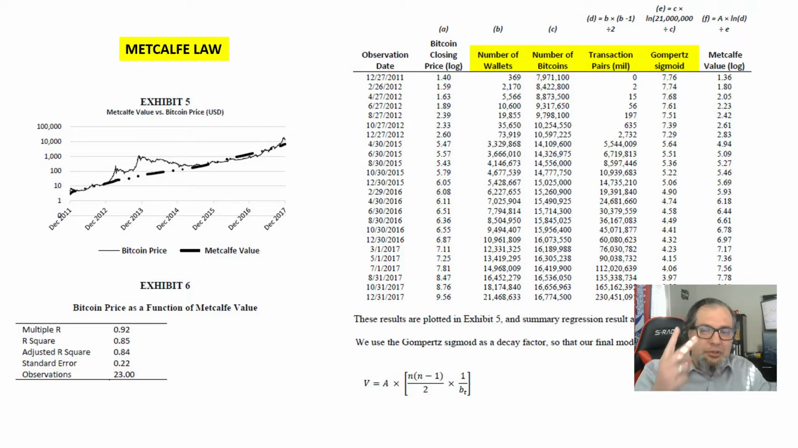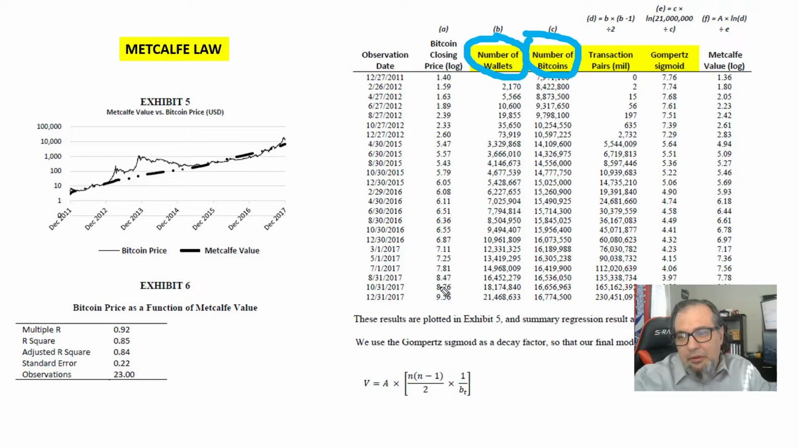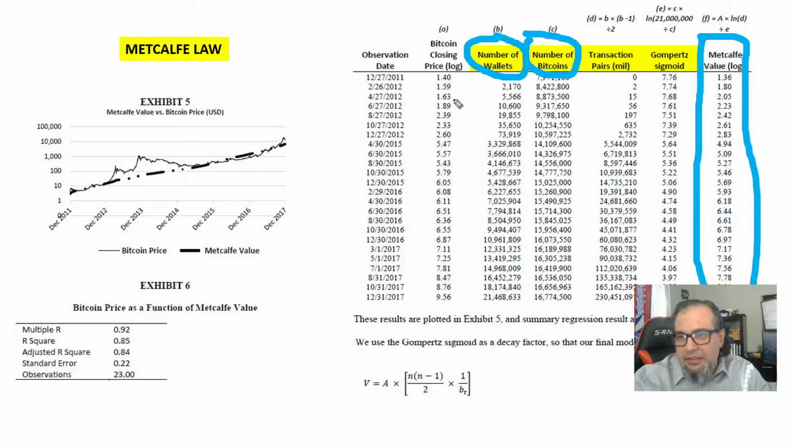Based on just these two numbers, he puts up these tables and he can calculate the value of Bitcoin over a 7-year period. He does the math here. This column right here is the value that he got, and this is the actual price of Bitcoin. Then he runs the regression, and he finds out that about 70 to 80% of the price of Bitcoin can be explained with Metcalfe's law, basically the number of wallets and the number of bitcoins.